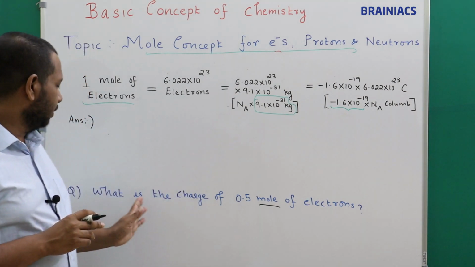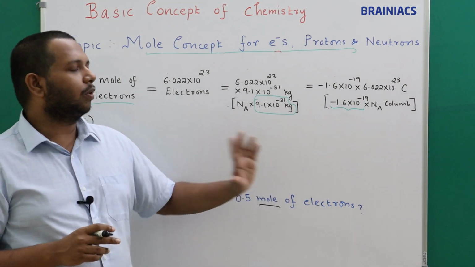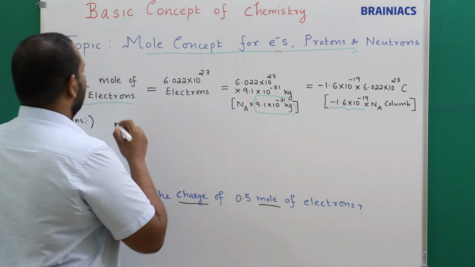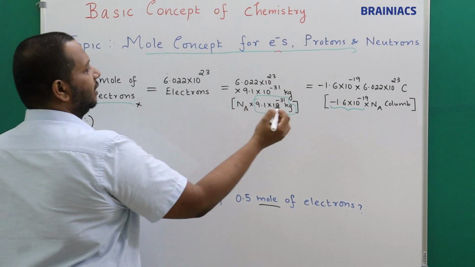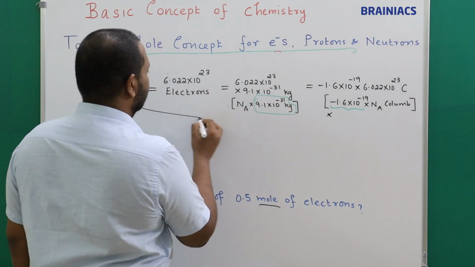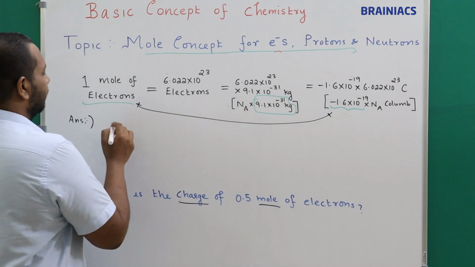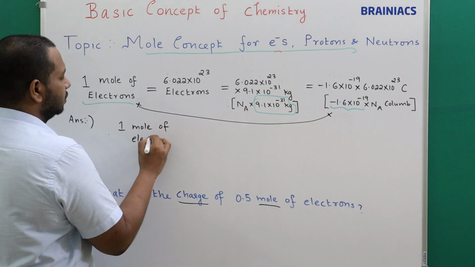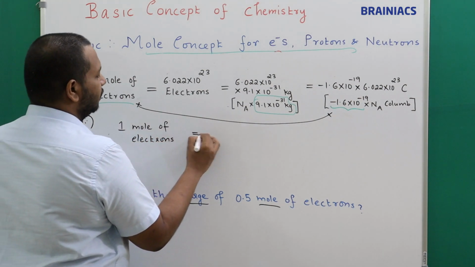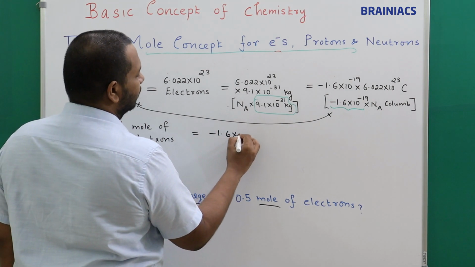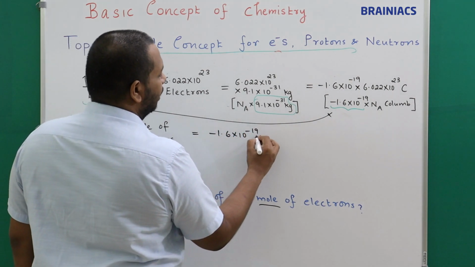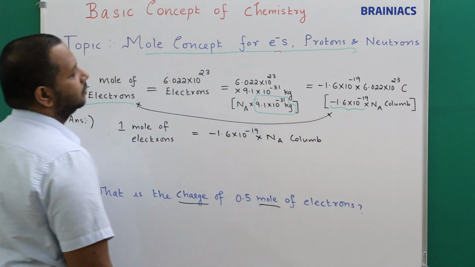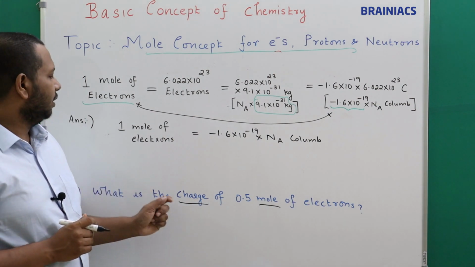Okay, listen here. The question is, what is the charge of 0.5 mole of electrons? Now listen, what terms do you need to link? Charge and mole. So that is the linking between this one and this one. So these two are linked. Okay, so I will write the fundamental formula again. 1 mole of electrons is equal to minus 1.6 into 10 power minus 19 into Na Coulomb. Correct?